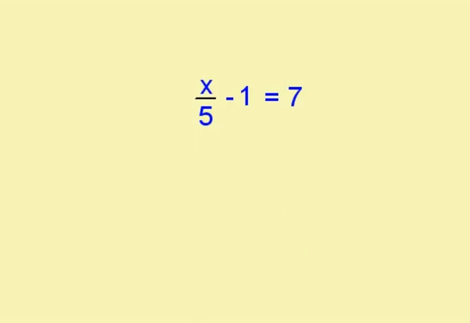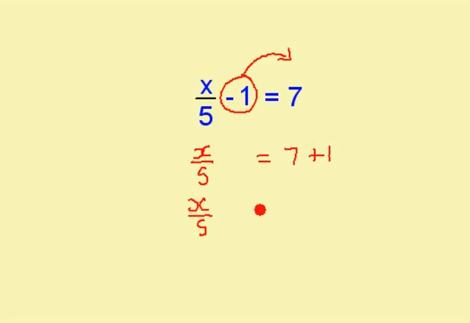We'll do this question together. Look at it carefully. Have we got any float and ping? Yes, we have here, this minus 1. So I'm going to put a bubble around it, float it over the equal sign, and it's going to become plus 1. So I've got x over 5 equals 7 plus 1. And if I work that bit out, it's 8.